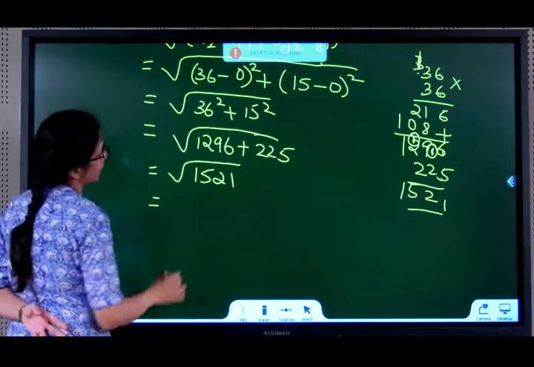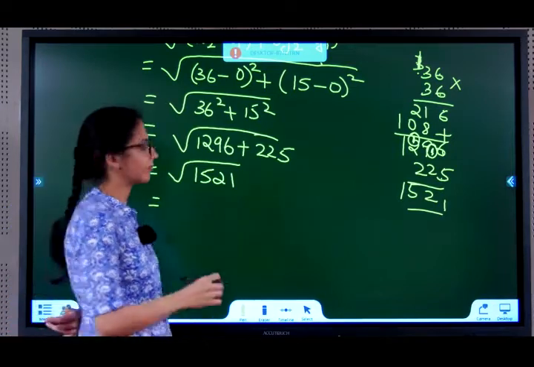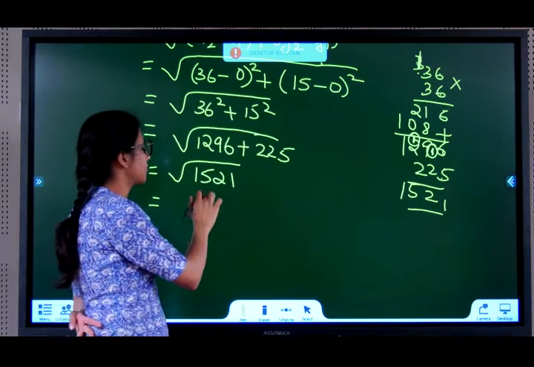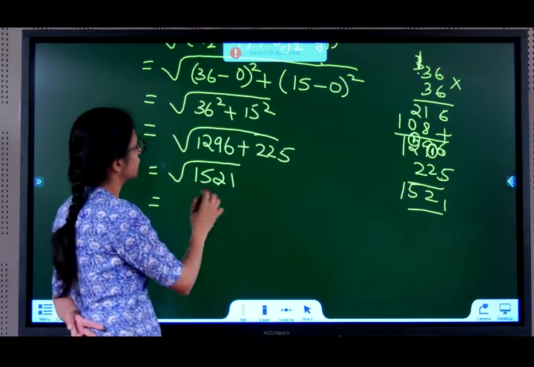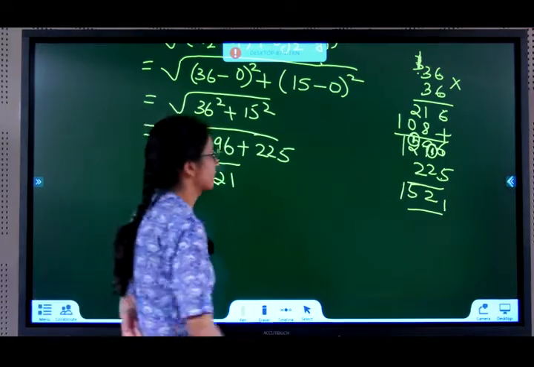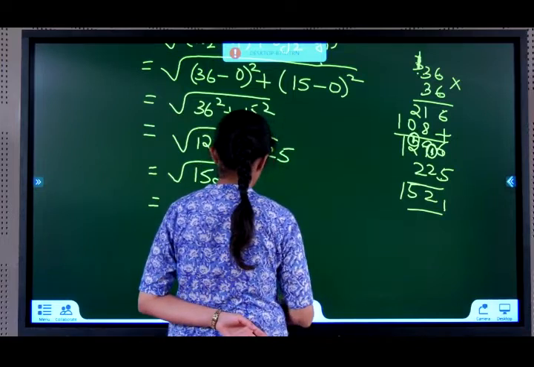Let's see if we can break it down. Is it divisible by 3? 1 plus 5, 6. 6 plus 2, 8. 8 plus 1, 9. Yes, divisible by 3. So go ahead.